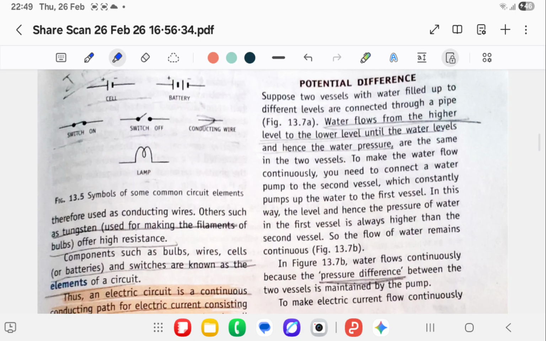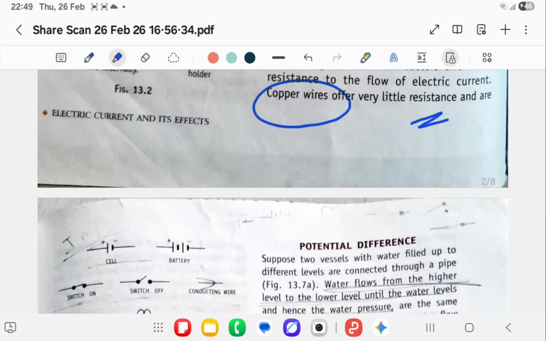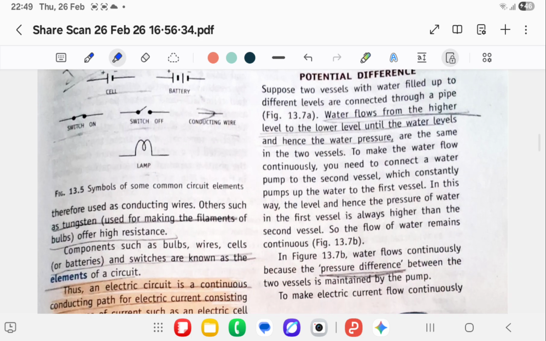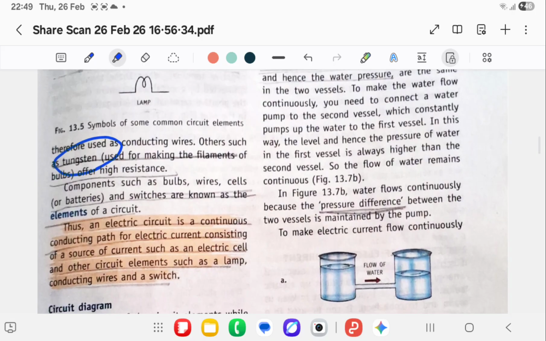Now for the conducting wires we use metal that shows very little resistance. For the filament that is used for glowing of the bulb, we use a very high resistance metal like tungsten. Okay, why we use this high resistance metal, we will understand in a later concept. Now components such as bulb, wires, cells or batteries, and switches are known as the elements of the electric circuit. These are known as elements as well as the components of the electric circuit.